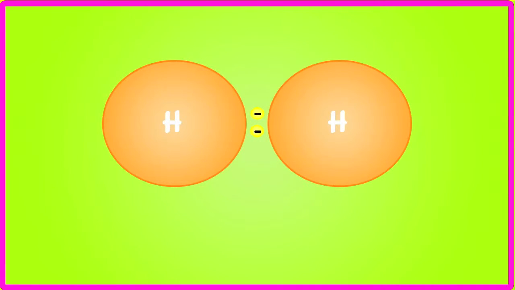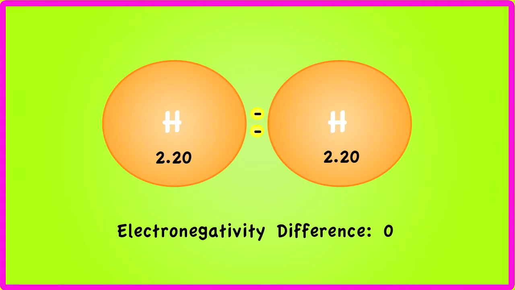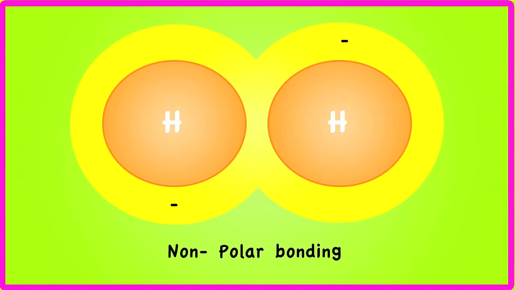So let's look at the hydrogen molecule. Because the 2 hydrogens don't have a difference in electronegativity, the shared pair of electrons are shared equally between the 2 atoms. Hydrogen chloride, on the other hand, is a different matter altogether. That's got a polar covalent bond.